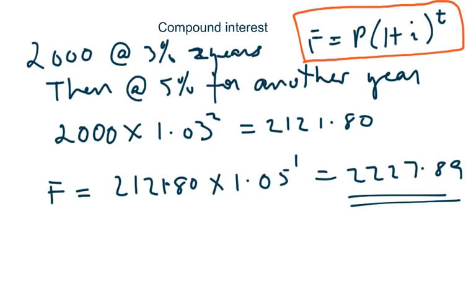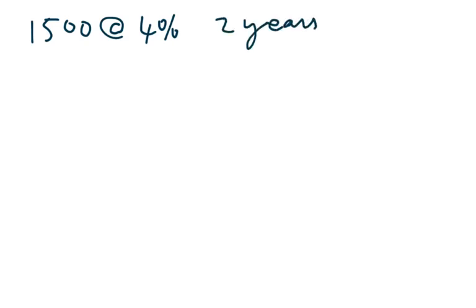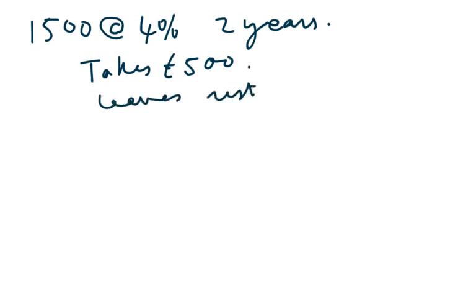Another type of question you get is when they do some investment. For example, this guy invests €1,500 at 4%, and it's in there for, say, 2 years. And then he withdraws, he takes out €500 to buy something, okay? And then leaves the rest for another 2 years. How much has he got now?